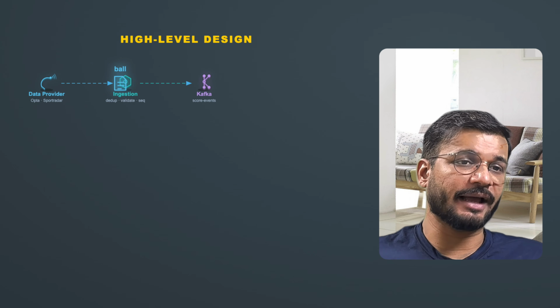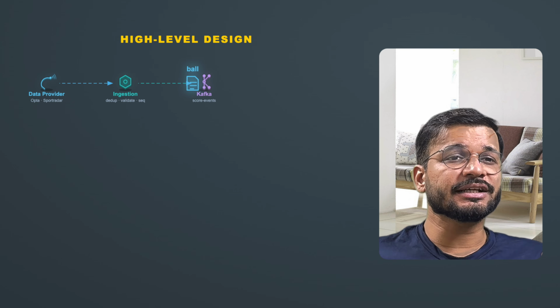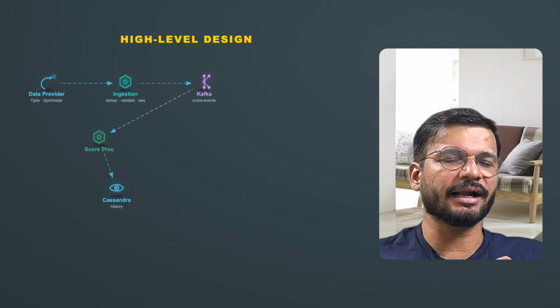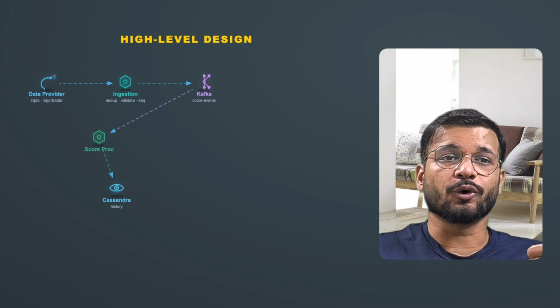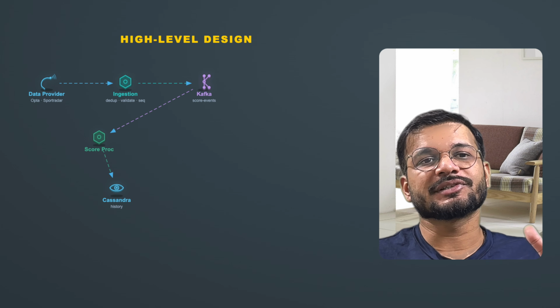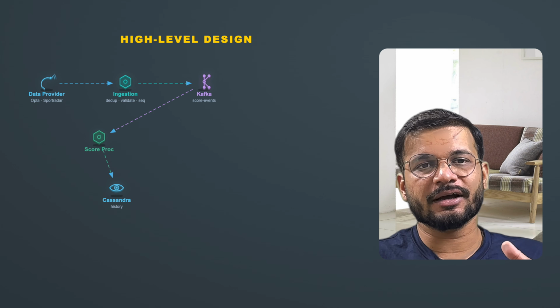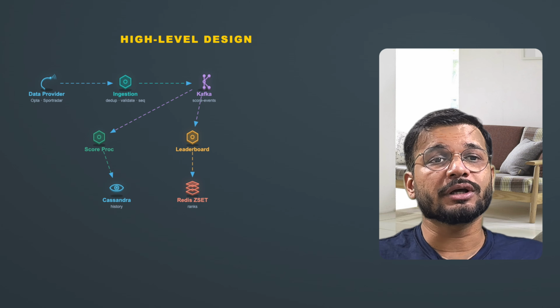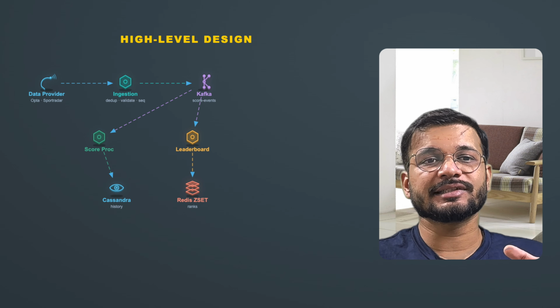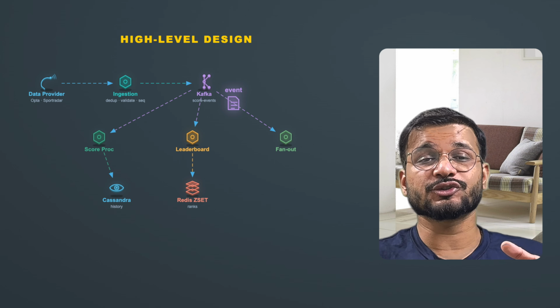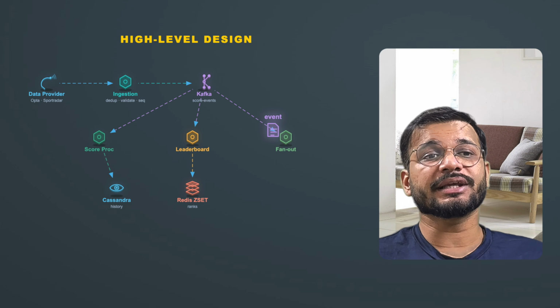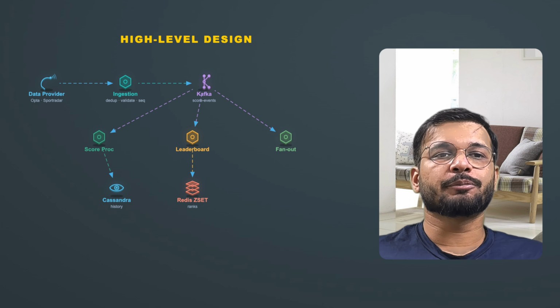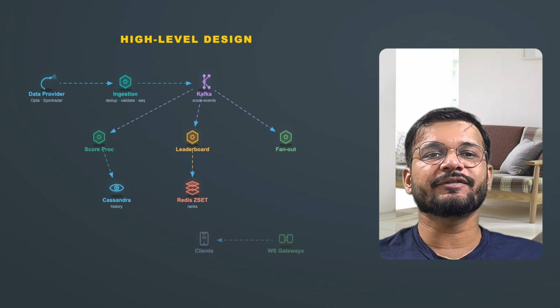Now Kafka is the backbone. From Kafka, three consumers process the event in parallel. Consumer one does the score processing, which updates the persistent score history in Cassandra. It also updates the current match. Consumer two is the leaderboard updater. It computes the fantasy point changes and updates the Redis sorted set. Then consumer three is the fan-out service. It pushes the event to all the connected WebSocket clients.